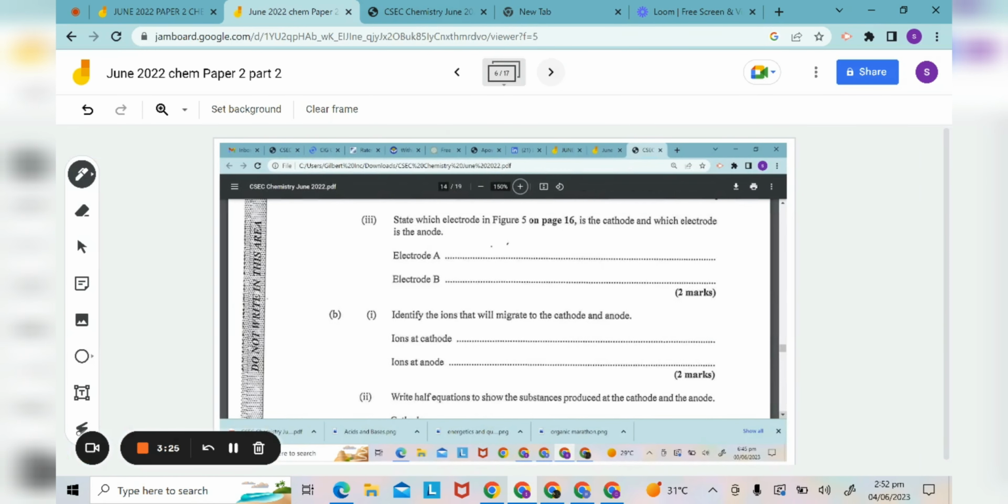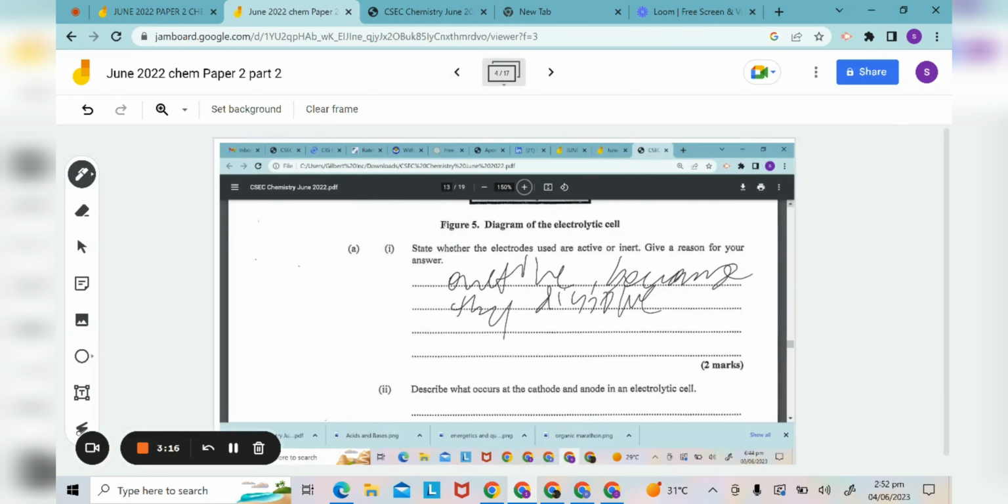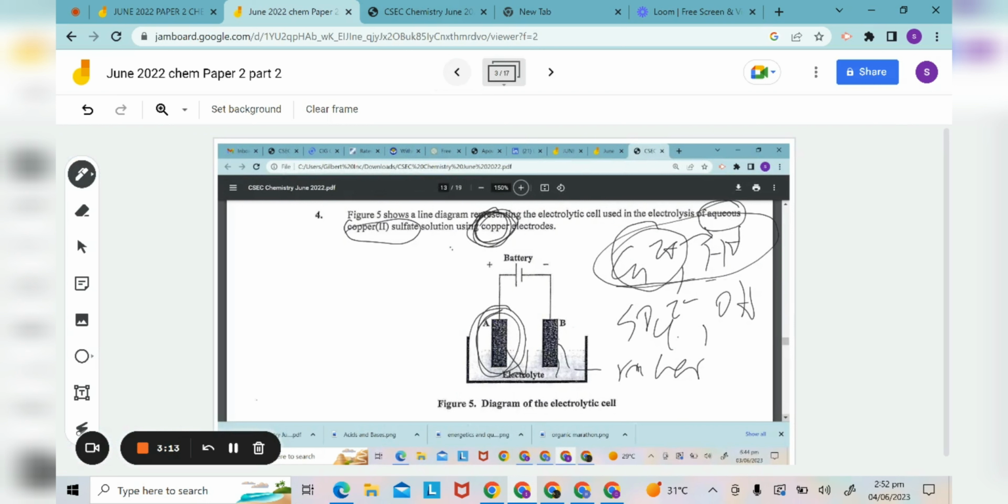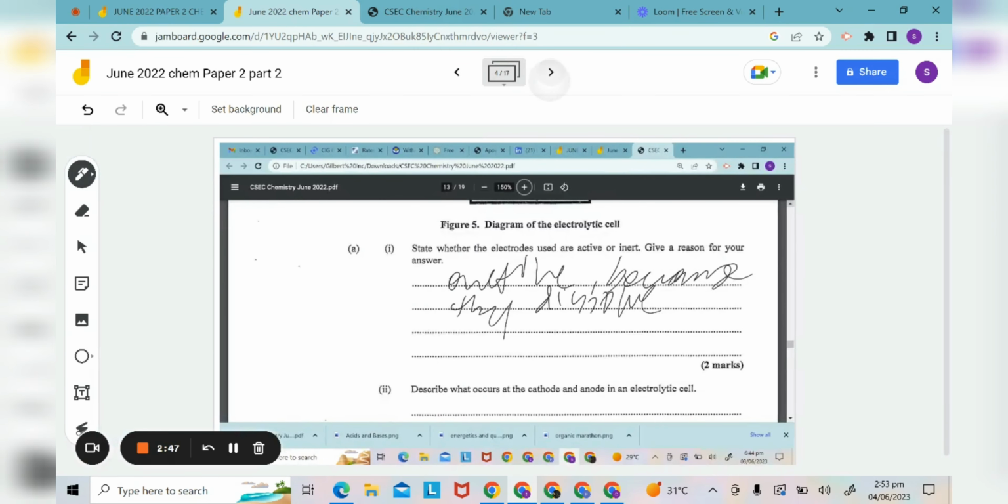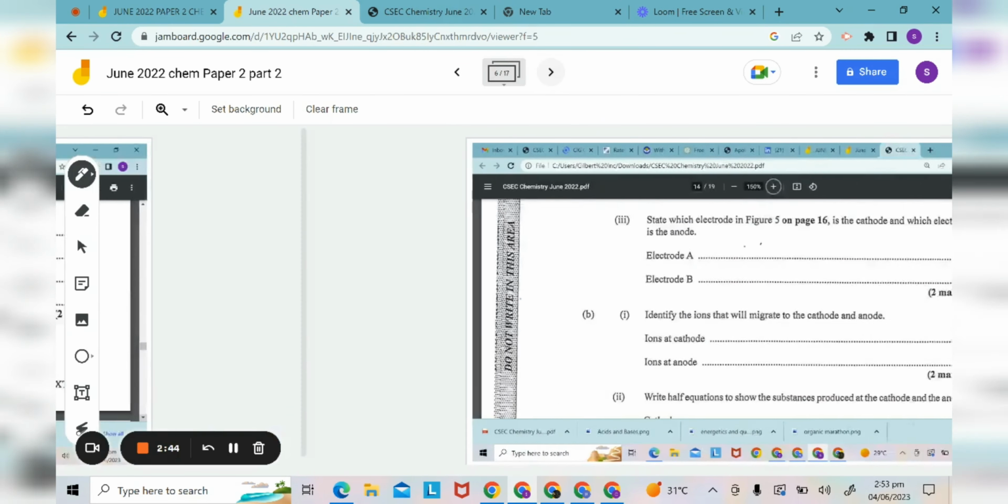Okay, state which electrode in figure 5 on page 16 is the cathode and which one is the anode. So just remember now, cations go to the cathode and anions go to the anode. Now this section of the power source is connected to here, the positive section. If anions are negative, they're going to go to the positive side. So this side is your anode. And this side is negative, cations go to the cathode, so therefore cations would go over here. So this is our cathode, because they will only go to the oppositely charged section. So A is the anode and B is the cathode.